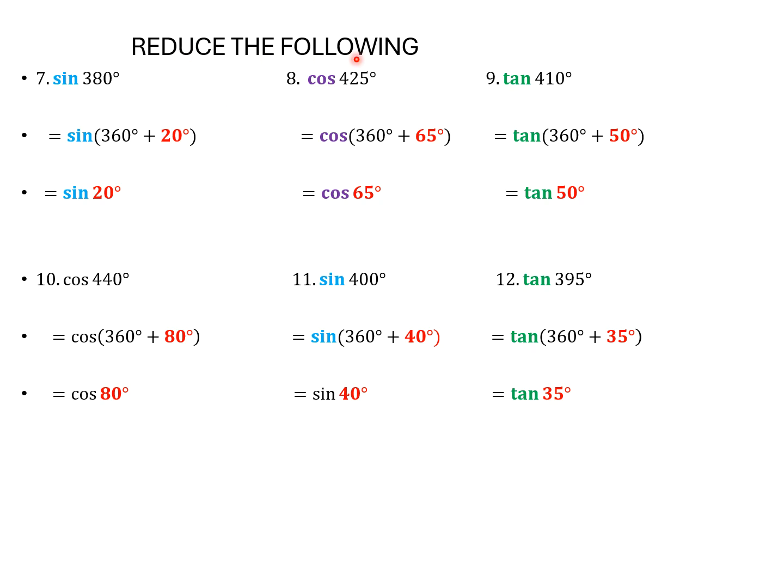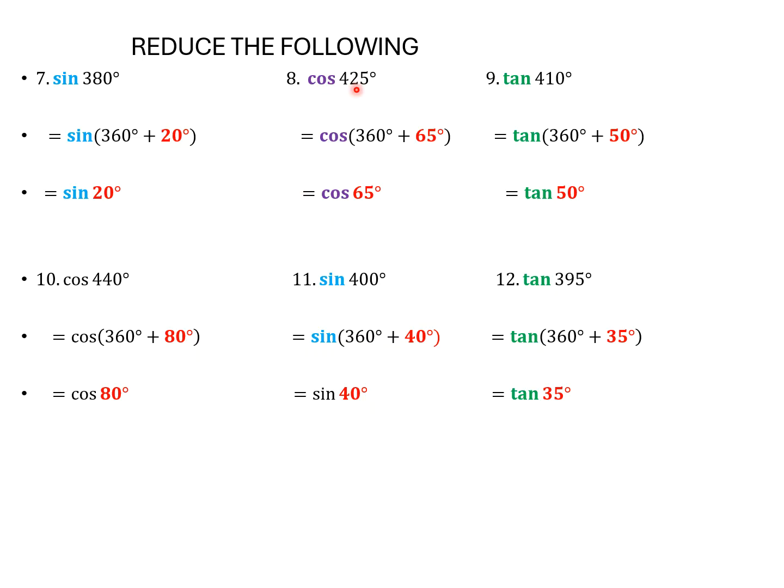So reduce the following. Sine 380 degrees, 380 being greater than 360. So there I can say 360 plus 20. So if I say 360 plus acute angle, I'm in the first quadrant. First quadrant, everything is positive, so therefore it simply becomes sine 20 degrees.